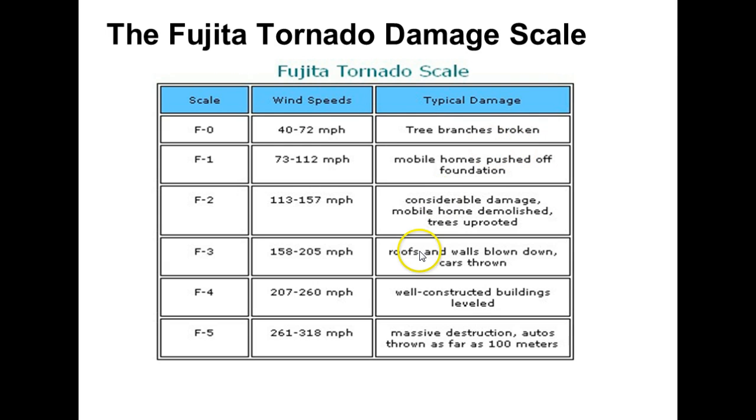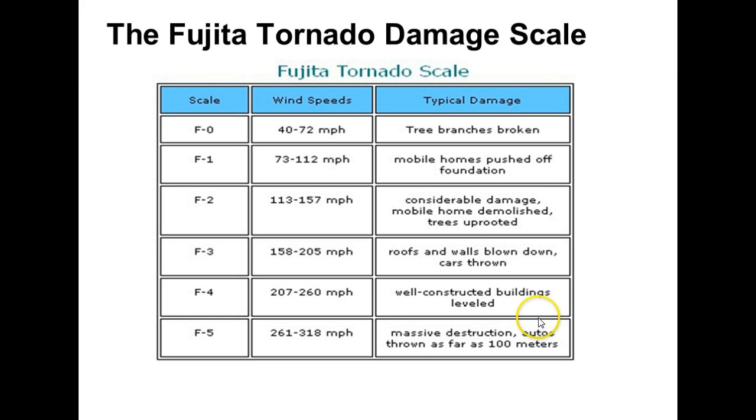So you can look at the typical damage here and you can see that it's mostly property, but sometimes it's trees, etc. So the original Fujita Tornado Damage Scale. The official Fujita Scale is determined by meteorologists and engineers after a ground or aerial damage survey. So that's how they determine whether it's an F0, F1, F2, F3, F4.